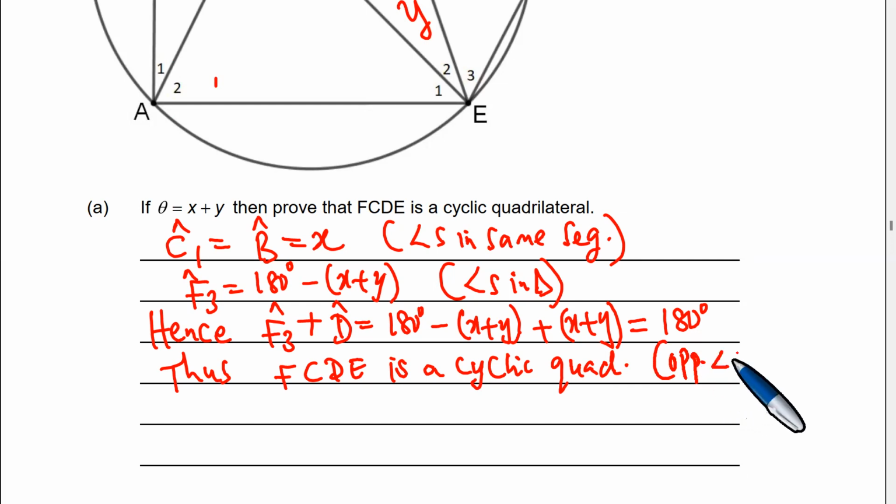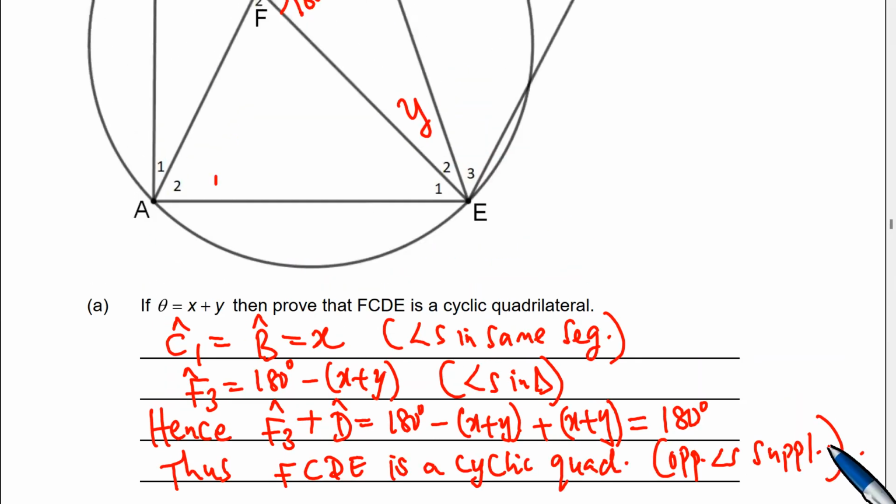Because the opposite angles are supplementary, then we have the cyclic quad and we have proven the result. Okay, think about it. Obviously, this video is recorded, so you can play this and watch these again.